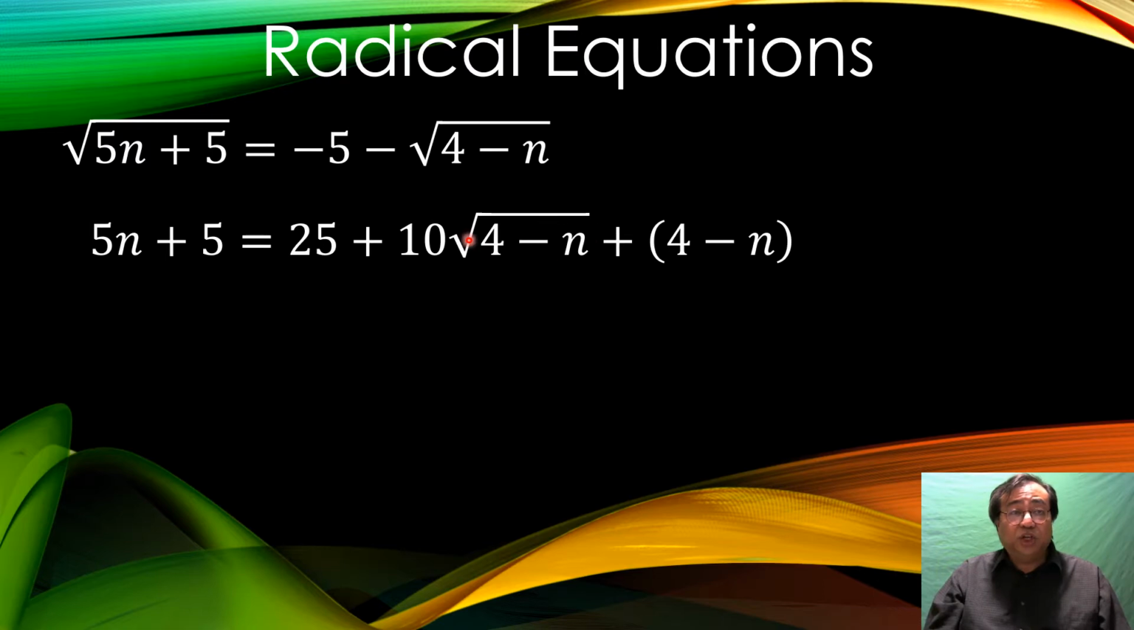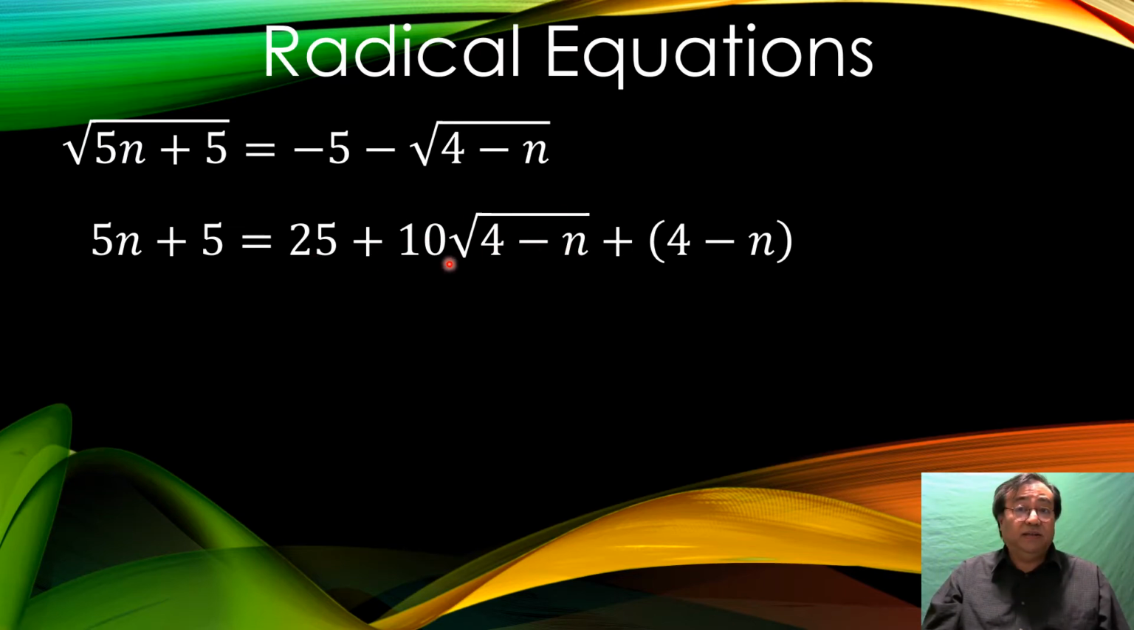Now this middle term comes from the squaring binomial shortcut. The shortcut goes: negative 5 times negative root 4 minus n, times 2. Whenever you square anything, the third term comes out by multiplying by 2. Multiply negative 5 times negative root 4 minus n times 2, and that gives you the 10. It's always times 2. All right, so that's where that 10 comes from.